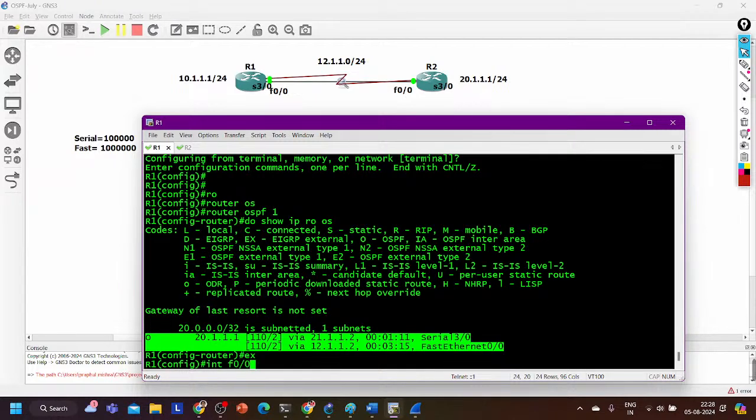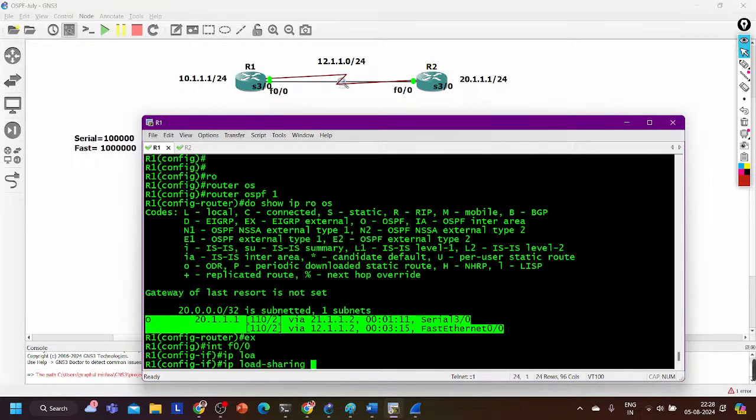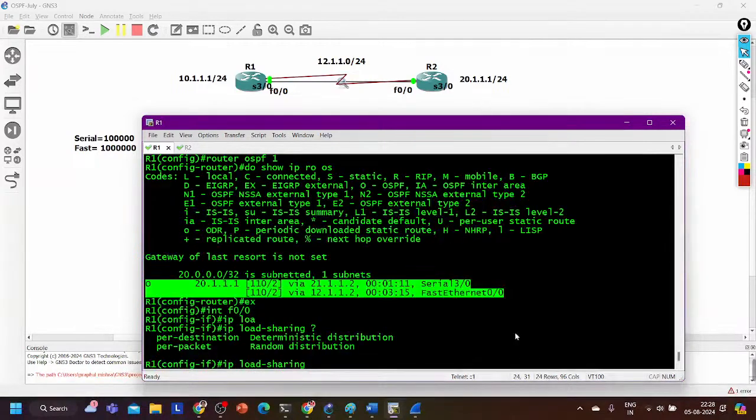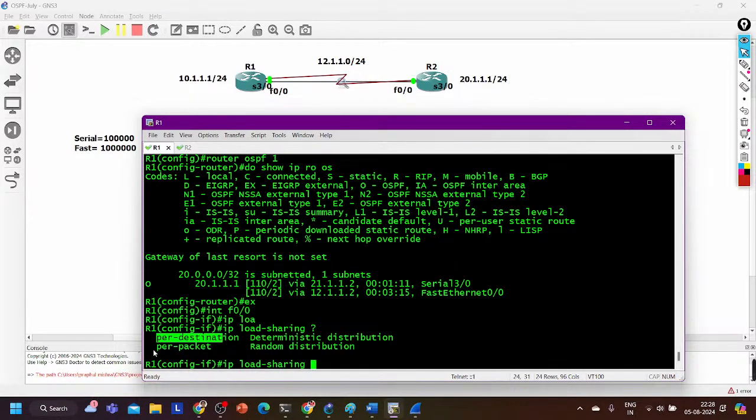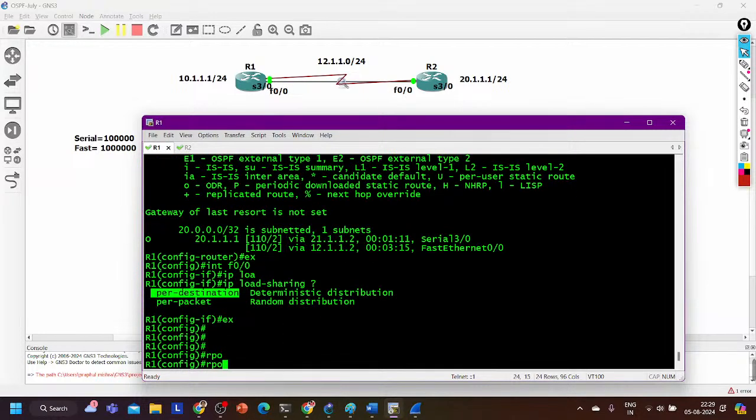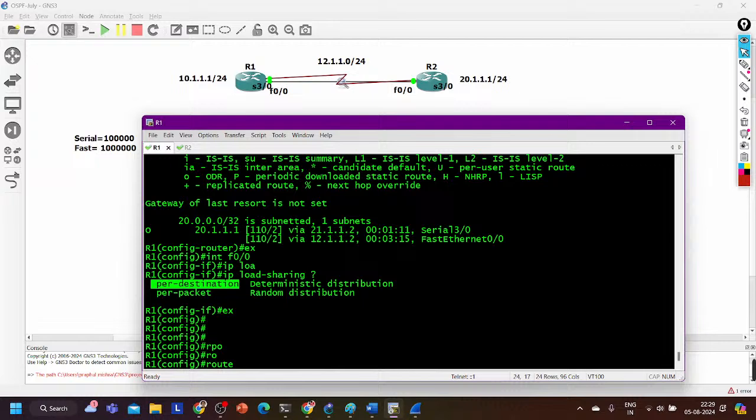Interface F0/0, show IP load sharing. See, we have two types of load balancing, per destination and per packet. By default it is per packet, but if you want to configure per destination, you can, right? Let's suppose for a particular application I want to forward traffic from a separate link, from a separate path, right? So I can change the load balancing algorithm. But now here I am going to change reference bandwidth.